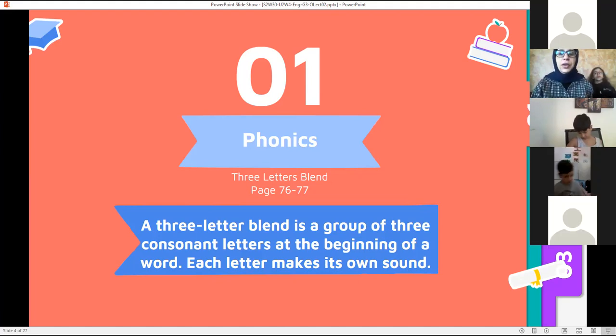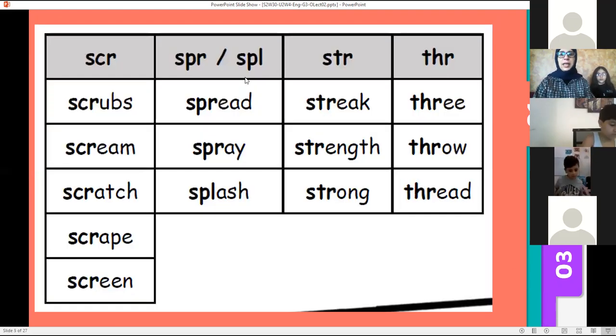So these three consonant letters are usually at the beginning of a word, okay? They are not in the end or in the middle, so it's easy to find them. And each letter makes its own sound. Let's give you some examples. For example, you can see here I have S, C, and R. Sound of S, s. Sound of C, k. Sound of R, r. So how do I pronounce them?